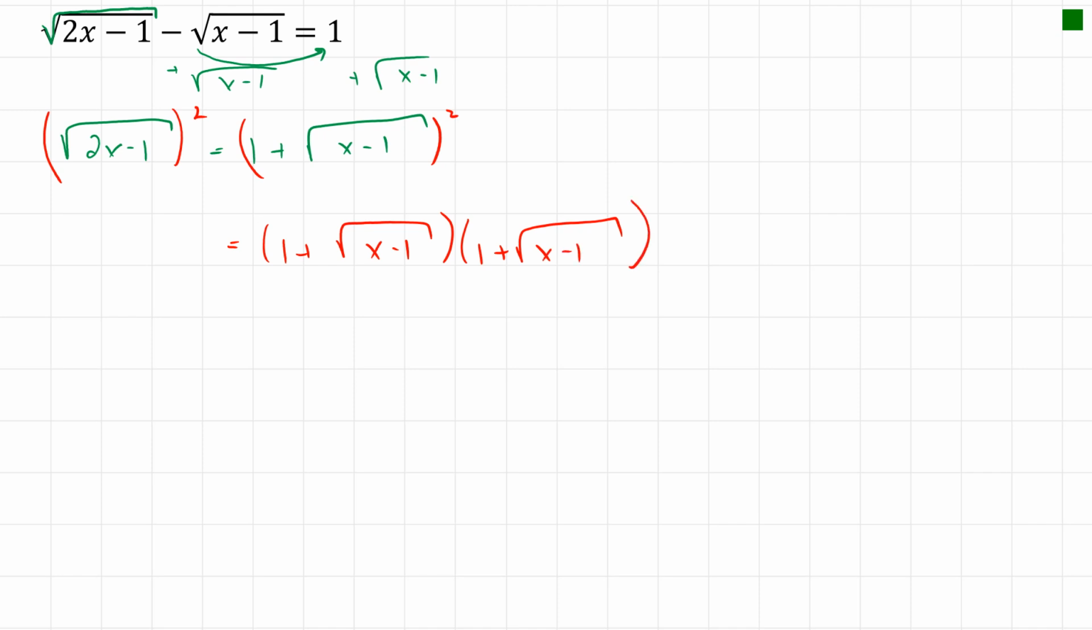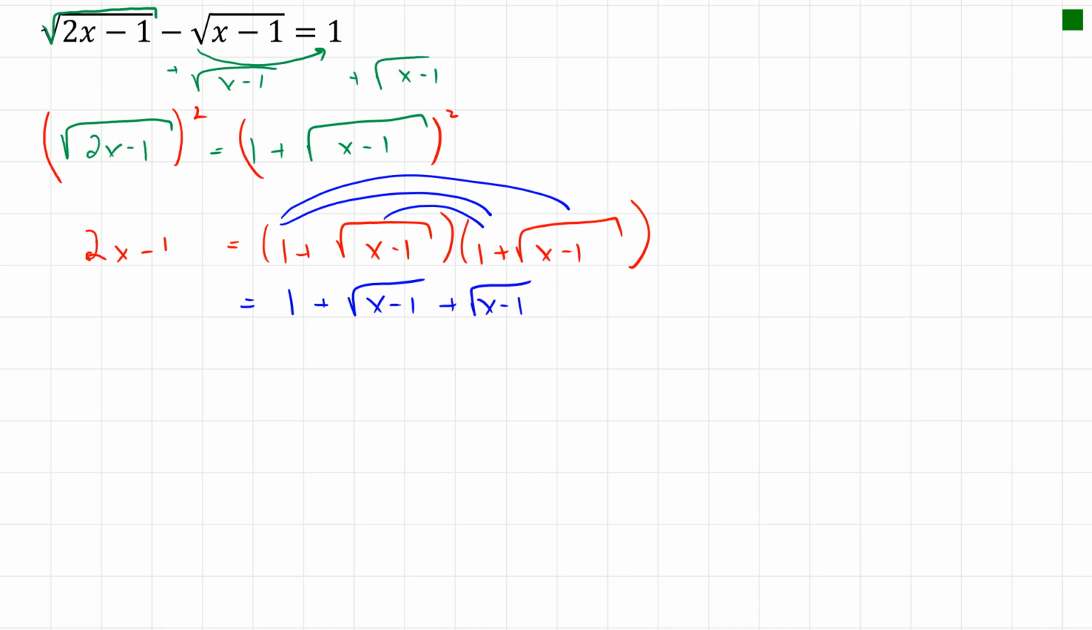In other words, I've got two terms, and it means I've got to do a little bit of multiplying out. But on the left side, I now have 2x minus 1. So now I'm going to FOIL or multiply out these brackets. 1 times 1 plus root x minus 1 plus root x minus 1 equals, now here the root x minus 1 times root x minus 1 is a perfect square, so it's going to be plus x minus 1. The radical disappears there too.